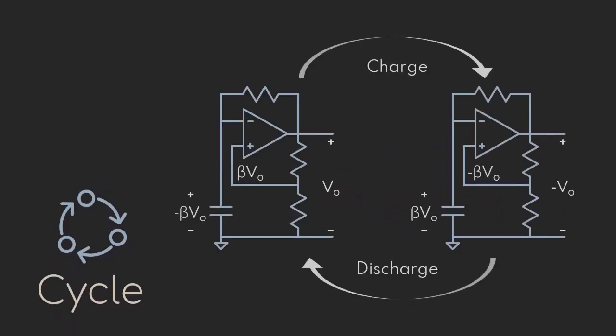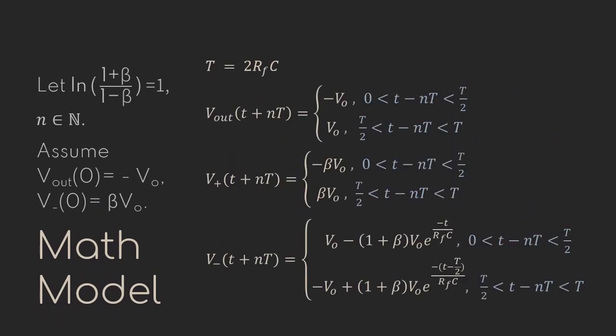This circuit switches between the discharge and charge cases of the capacitor, and it forms a cycle such that the output voltage is a continuous square waveform. Finally, we reach our mathematical models that we used in the Python program, and these are for when natural log of (1 plus beta) over (1 minus beta) is equal to 1, assuming that V out is equal to negative VO and V inverting is equal to beta VO at t equals 0.